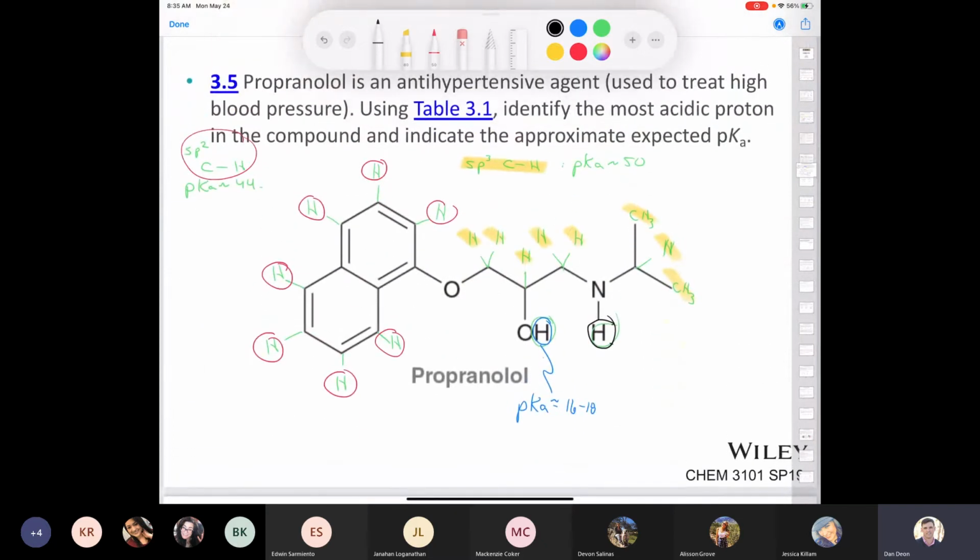If the pKa of this proton is around 38, you can clearly see, if we compare these values, 44, 50, 38, and 16 to 18, even if we call it 18, that the alcohol proton is by far the most acidic. So it's the alcohol proton, which has a pKa of, again, around 16 to 18. Give me a thumbs up if you follow me on that.